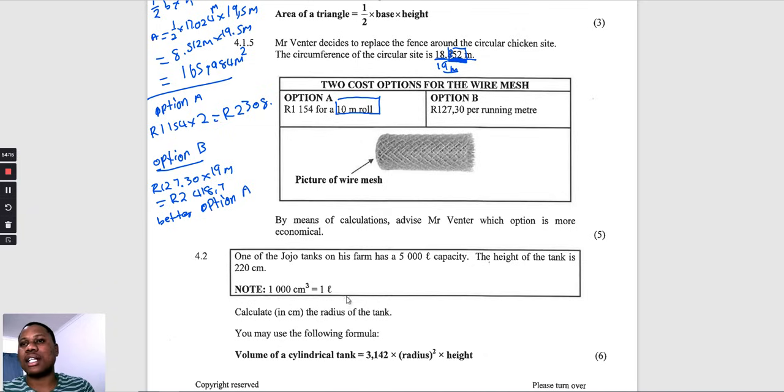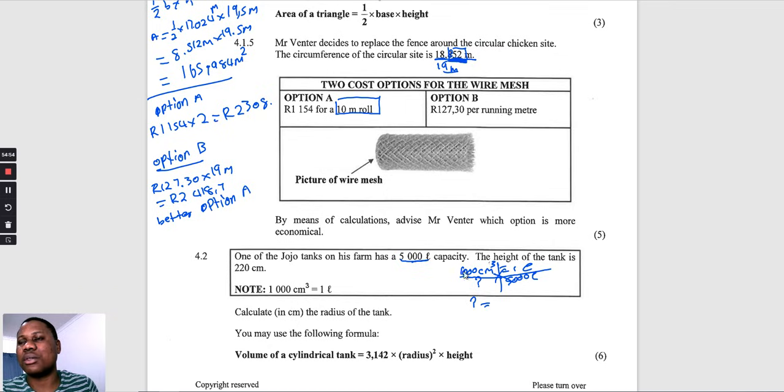So the other thing that you have to consider here is that if you have the height in centimeters, you cannot use this volume in liters to substitute here. So the first thing is to convert 5,000 liters into centimeter cubic. We are given that 1,000 centimeter cubic is equal to 1 liter, and we are given 5,000 liters. We don't know how much 5,000 liters is in centimeter cubic. Therefore, we cross multiply that.